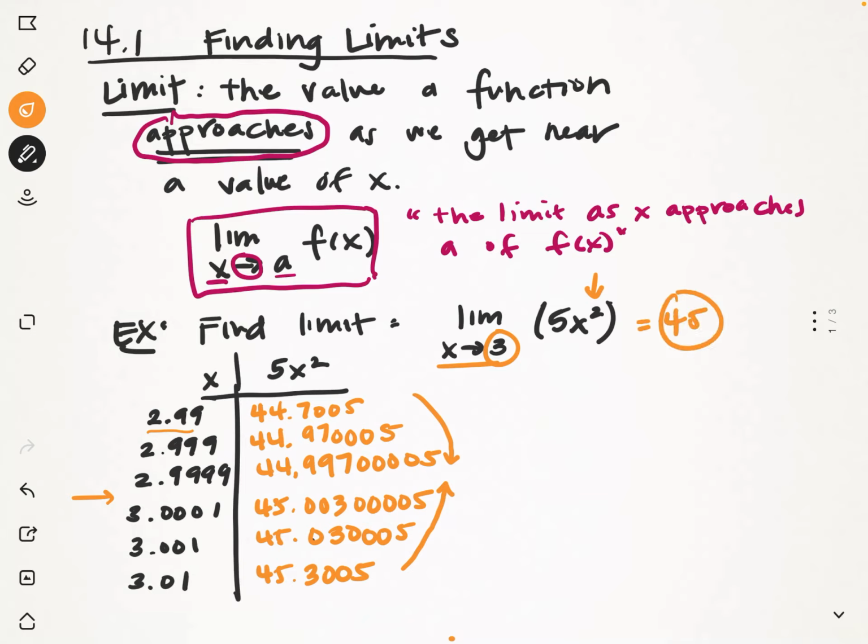45, right? And like I said earlier, we could verify this algebraically because we're allowed to plug in the 3. So if we plug the 3 in for our x, then 3 squared is 9, 9 times 5 is 45. So we just verified it by plugging it in.